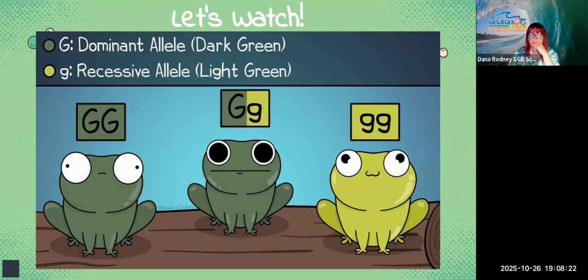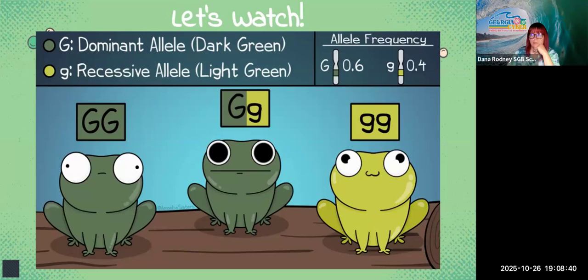There's also an allele frequency in our population. We're going to say here that 60%, a frequency of 0.6, of the alleles are big G. 40%, or a frequency of 0.4, of the alleles are little g. Notice the percentages add up to 100%, and the frequencies add up to 1.